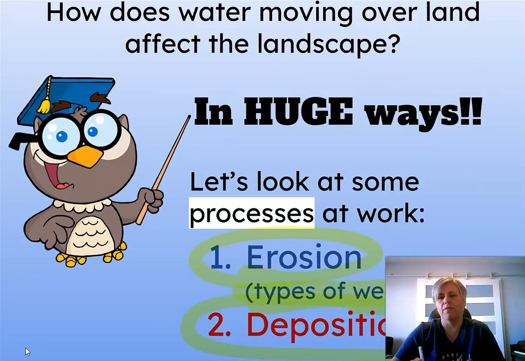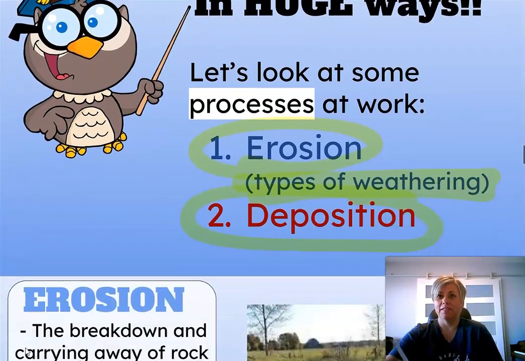Within erosion, we're going to look at two kinds of erosion. We called them weathering, which you could remember from grade 7. Maybe you already know the types. Before I move to the next slide, think about it. What are the two types of weathering? Pause. Unpause. Okay, here we go.